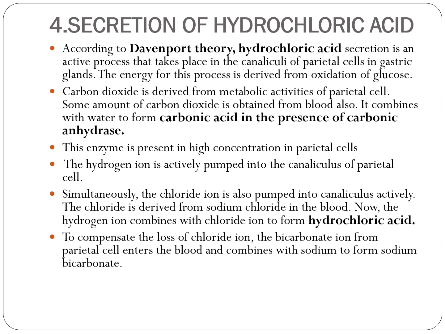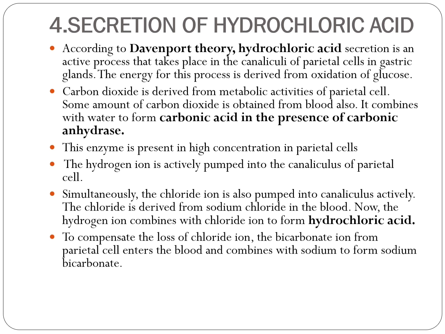It combines with water to form carbonic acid in the presence of carbonic anhydrase, an enzyme present in high concentration in parietal cells. The hydrogen ion is actively pumped into the canaliculus of parietal cells. Simultaneously, the chloride ion is also pumped into the canaliculus by active transport. The chloride is derived from sodium chloride in the blood. Now the hydrogen ion combines with chloride ion to form hydrochloric acid.